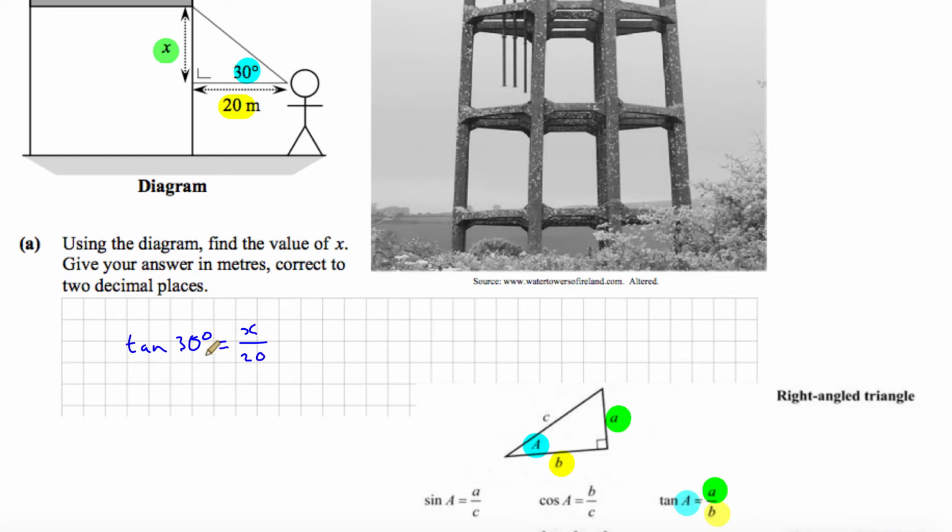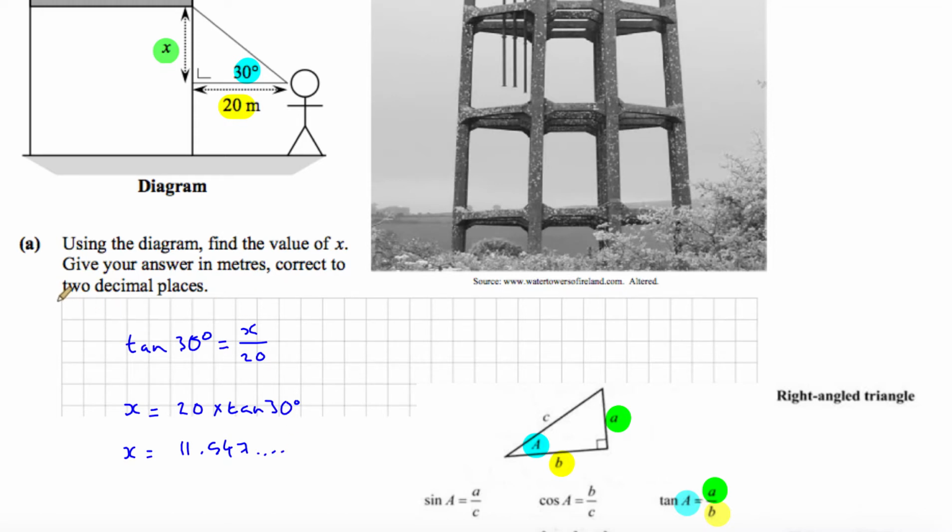We can rearrange this then. If we're looking for the x, which is the top of the fraction, that x will be equal to the other two multiplied. So 20 multiplied by tan 30 degrees. So we can put that in our calculator. 20 times tan 30 degrees. And that gives us an answer of 11.547, and on it goes.